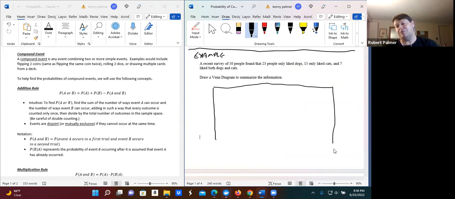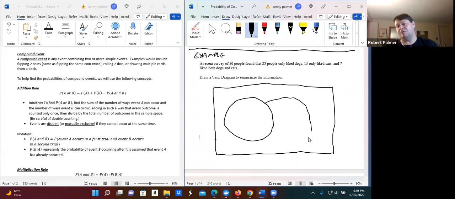Let's draw a larger box and make sure we have room for everything. Okay. Let's draw a couple of big circles. Let's imagine the same size, that one's slightly larger. Let's say this is the number that like dogs, and the ones that like cats. And here, when I say like dogs, I mean everyone in this circle, including the spot in between. The same thing for the cats.